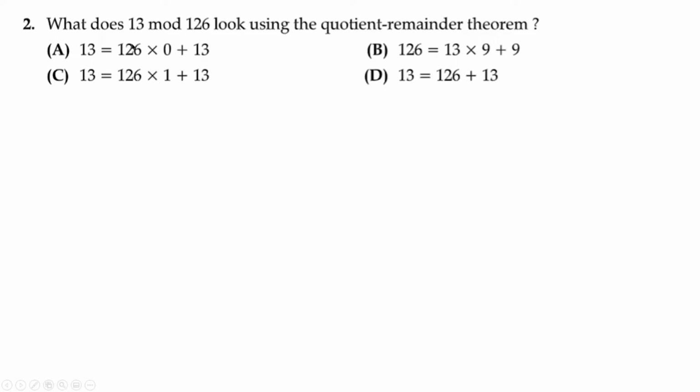Next question, what does 13 mod 26 look like using the quotient remainder theorem? Now here we can see that this number 13 is less than 26. So we can write 13 as only 26 into 0 plus 13. So this is the only way in which we can write this 13. And also 13 mod 26 is 13 itself. So the correct option is option A.